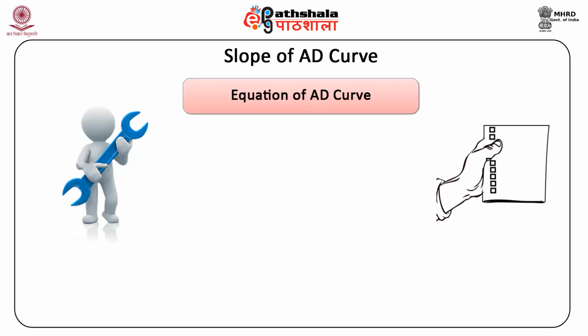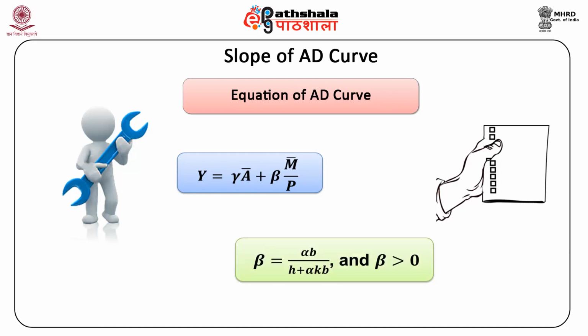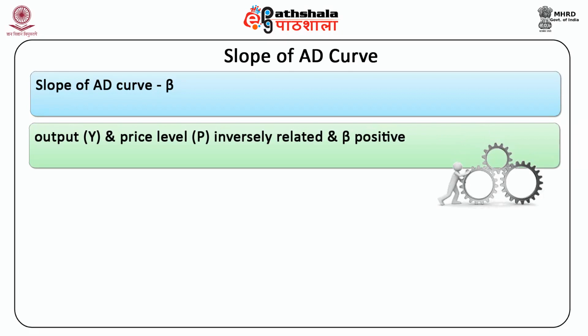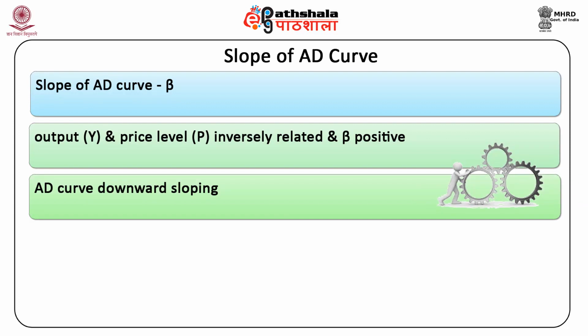Mathematically, the equation of the aggregate demand curve is given as follows. Y equals gamma into A bar plus beta into M bar by P, where beta is equal to alpha into B divided by H plus alpha K into B dash, and beta is greater than 0. The slope of the aggregate demand curve is given by beta, defined previously. Note that in the previous equation, output and price level are inversely related and beta is positive. Therefore, the aggregate demand curve is downward sloping.